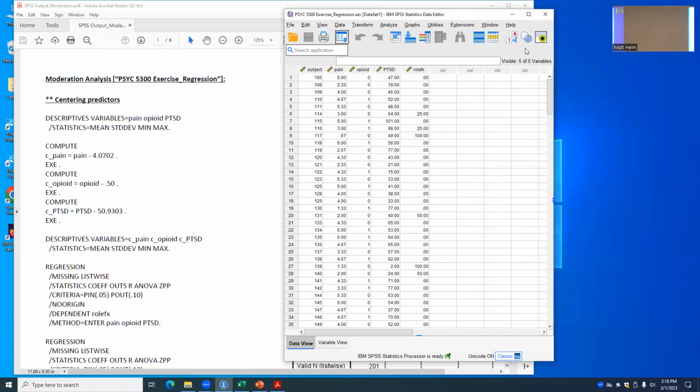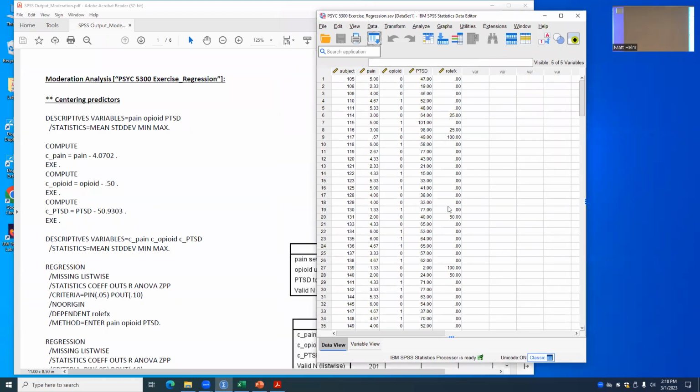Okay. So first thing we want to do is go through and center our variables. Why do we center our variables? Someone remind me. Yeah, Allison: so that they're more interpretable. Okay. So we've got pain, PTSD, and opiate use. Pain and PTSD are continuous, or we're treating them as continuous. Opiate use is dichotomous, 0 for no use, 1 for use.